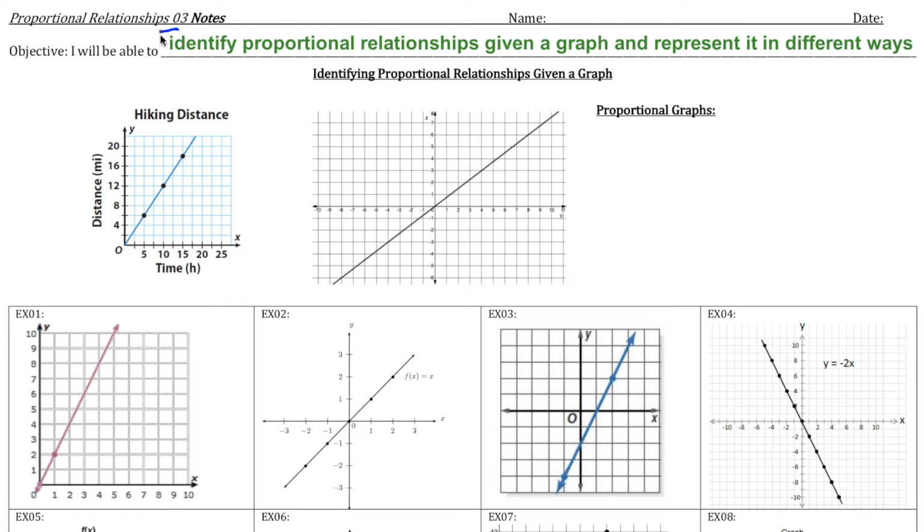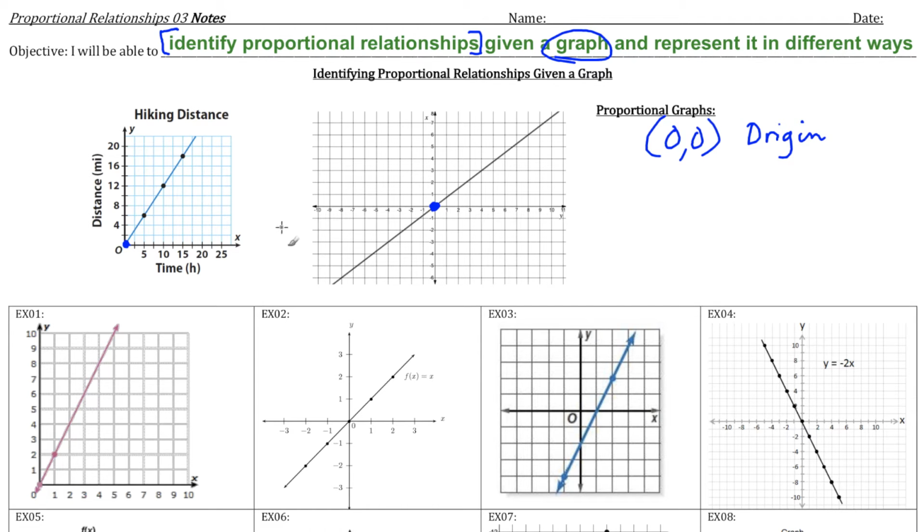Okay, so in this lesson we are going to identify proportional relationships again. This time we're going to be given a graph, and then we're going to represent it in different ways. So let's look at this graph. Some things that we notice about this graph: this one goes through 0, 0, just like the table. So 0, 0. This is the origin.